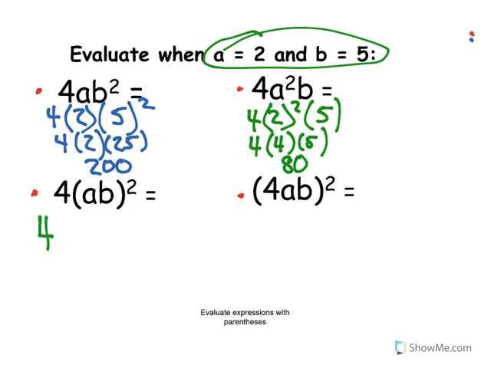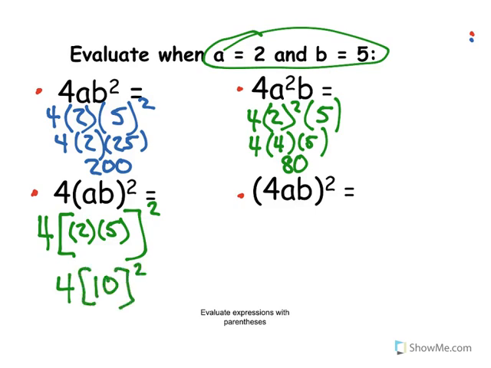Let's move on to the next one. I've got this 4, but then I've got ab in parentheses. And I'm going to be substituting for a and b using parentheses. I'm going to use brackets. So a is 2, b is 5, and it's going to be squared. What's next? Well, I have to do what's in my parentheses. I got to figure that out first. This is the place that a lot of us are going to make some mistakes. What's next? Well, I see two things. I see multiplication and I see an exponent. I need to do the exponent first. So the exponent is going to be 10 squared, which is going to give us 100, times 4, which is going to give us a final product of 400.